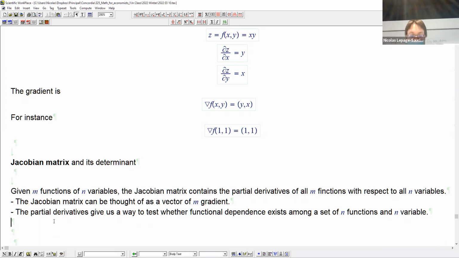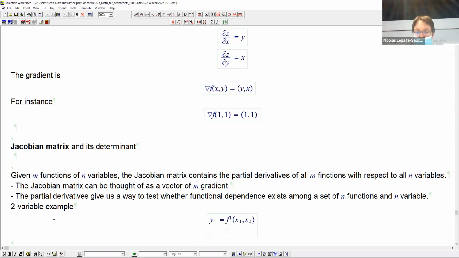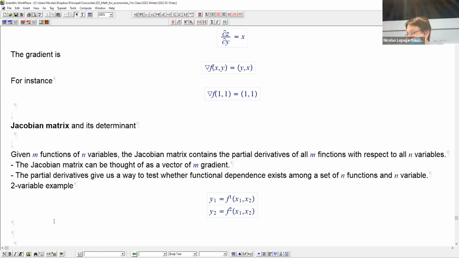So here's an example, a two variable example. If I have y1 equals, and I'm going to put f1 here to say that it's function number one, of x1 and x2, and then y2 equals f2 of x1 and x2. So you see that I have two functions of two variables.